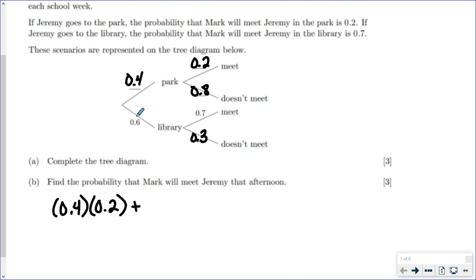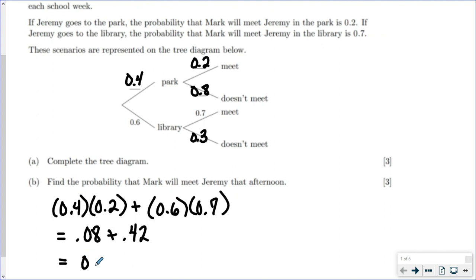And then we add that to the probability that they will meet in the library, which is 0.6 times 0.7. So this, I believe, is 0.08, and this, I believe, is 0.42. So that would be 0.50. Now, I did that with no calculator, so hopefully I did not make a mistake.